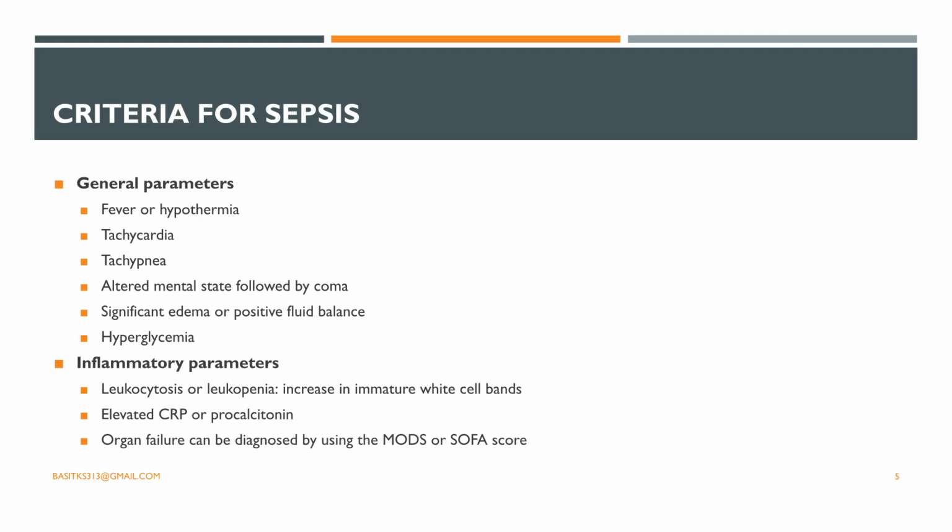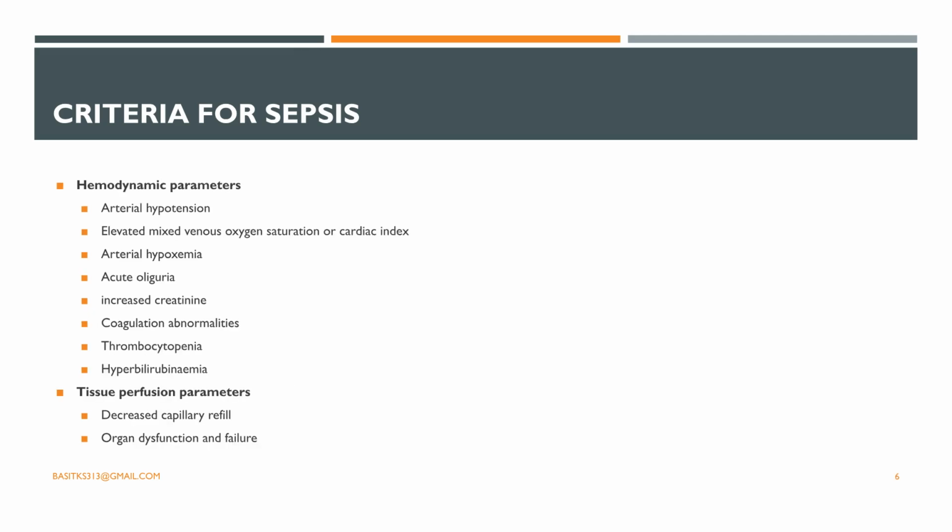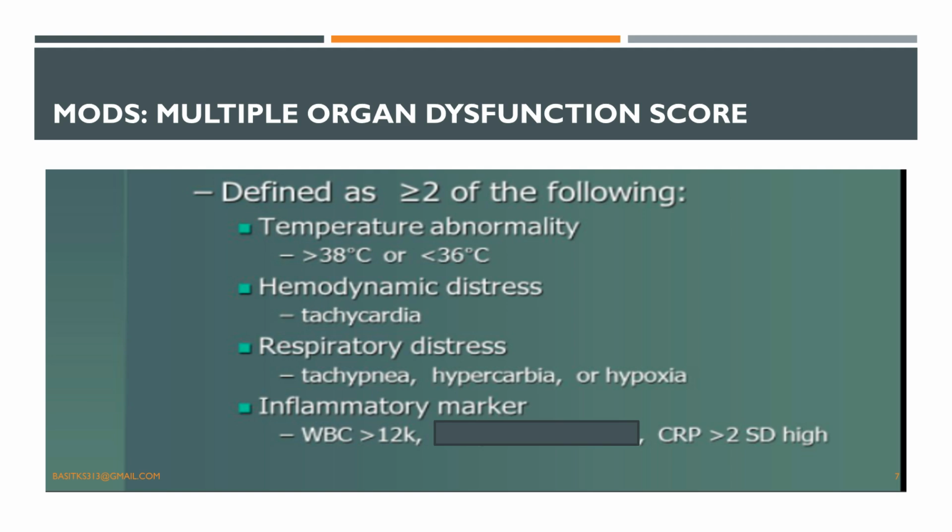Inflammatory parameters include leukocytosis or leukopenia, and elevated CRP or procalcitonin. Hemodynamic parameters include arterial hypotension and elevated mixed venous oxygen saturation or cardiac index. Tissue perfusion parameters include decreased capillary refill, along with organ dysfunction and failure. Organ failure can be diagnosed using the Multiple Organ Dysfunction Score, or MODS.